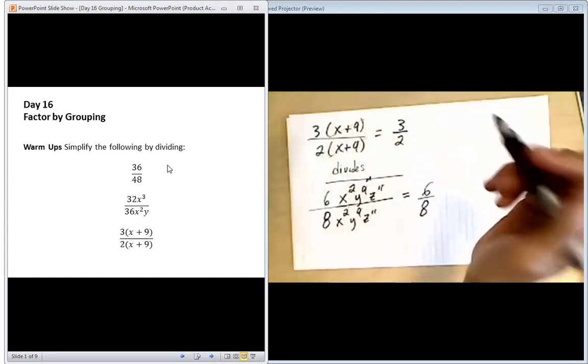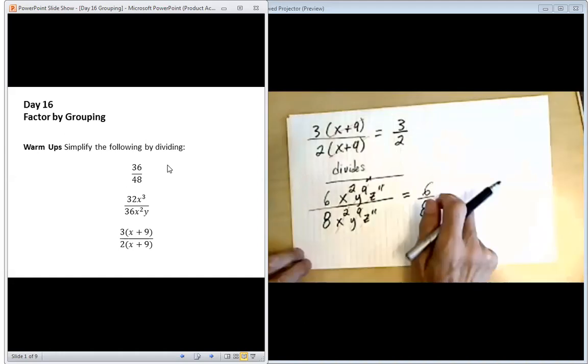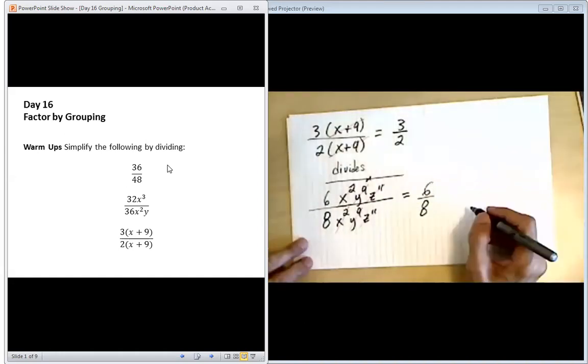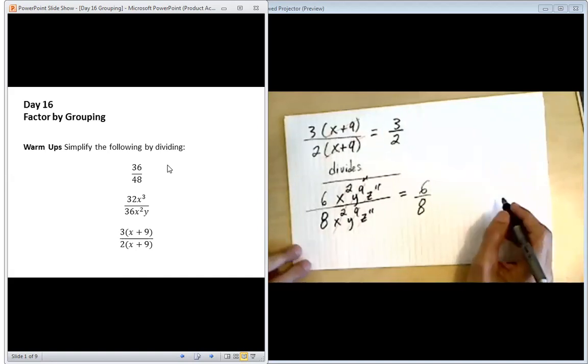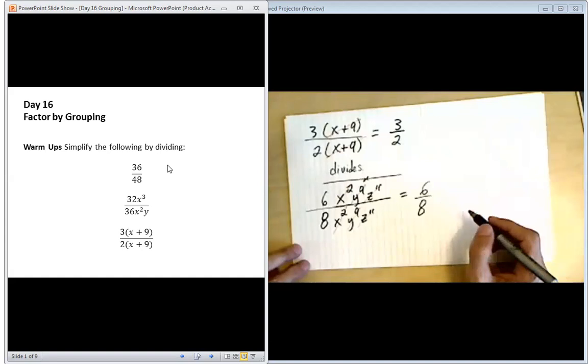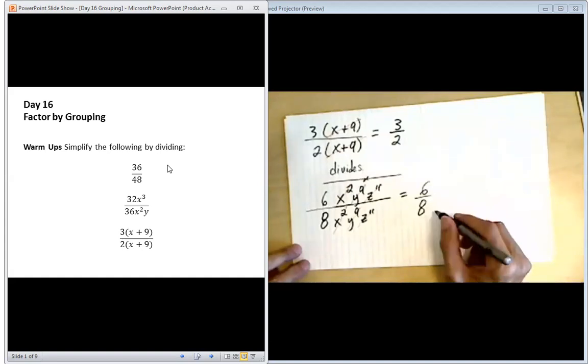Okay. And well, we're not finished this one yet. What can happen next? Divide 6 and 8. Multiply the bottom number? No. No, divide. Six, I think. Yeah, watch.